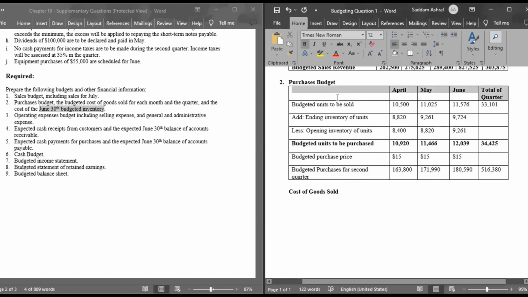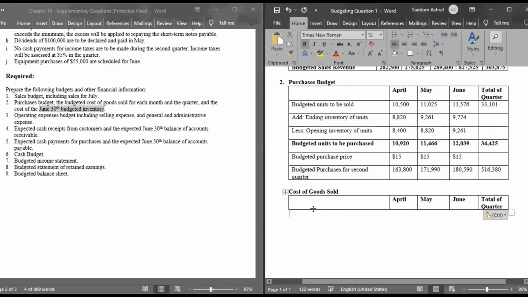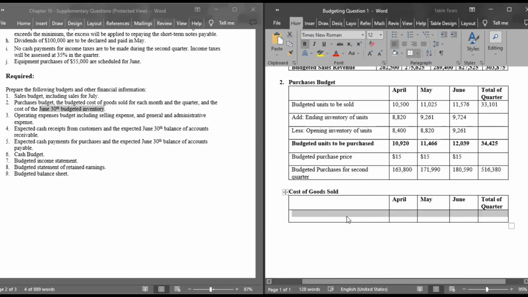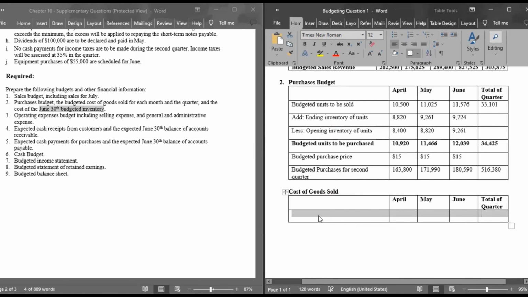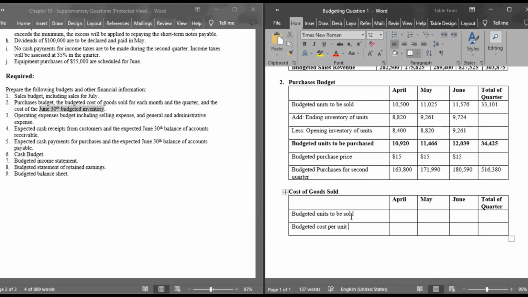Cost of goods sold also needs to be calculated separately for all months and for the quarter. This is easier to calculate than purchases. We need two things. First, budgeted units to be sold, that is, how many units we have estimated to sell in this budgeted period. And secondly, budgeted cost per unit.